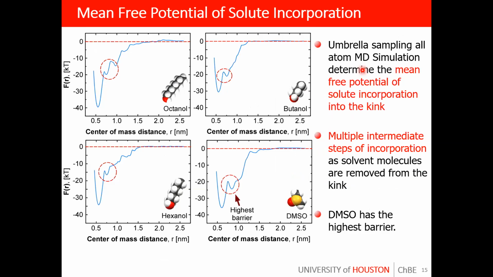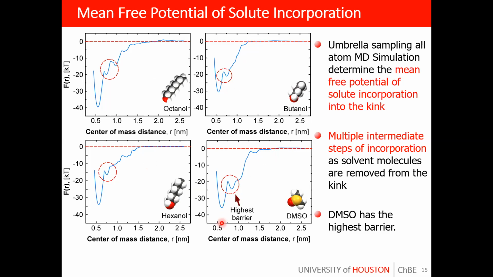And then we use umbrella sampling all-atom molecular dynamics simulation to understand the free energy, or the potential of mean force, of molecule incorporation into the kink. Looking at these activation energy barriers, we can see that for the alcohols they are more or less very similar, and the highest activation barrier can be seen in the case of DMSO. It's actually 5 kT more than that of the alcohols. Overall, we see a general trend that the activation energy barrier has several intermediate steps.